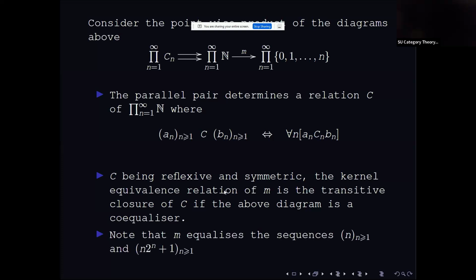Now, why focus on this infinite product? Well, because we can form these two sequences here. Just take the sequence n for all n greater than 1, and then the sequence n times 2n plus 1 for n greater than 1. And then the point is that m equalizes these sequences, because what does m do pointwise for each n? Well, it takes the minimum of x and n for each x, let's say. So since this is bigger than n, it will just be n.